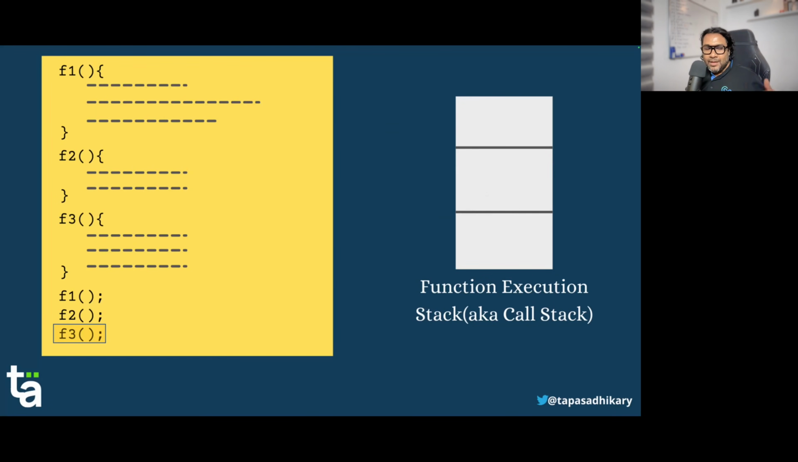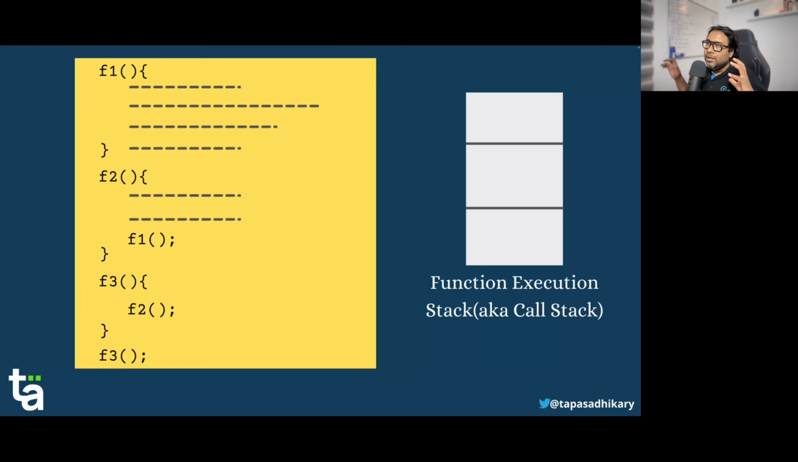Awesome, isn't it? Now take the same F1, F2, F3, but the execution pattern we're going to change. In this case, you have F1, you have F2, you have F3. But the difference here is, in F3, you are calling the function F2 inside F3. So when executing F3, you are calling F2 inside it. On top of it, when you're executing F2, you are calling F1 inside it. On top of it, you have the definition of F1.